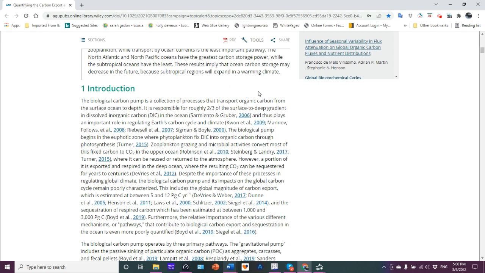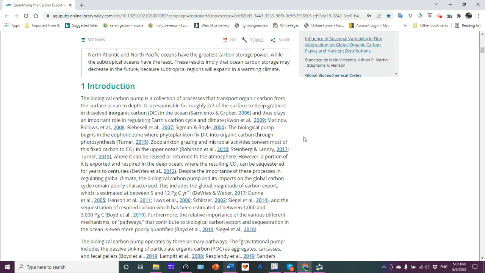Okay. The biological carbon pump is a collection of processes that transport organic carbon from the surface ocean to depth. It is responsible for approximately two-thirds of the surface to deep gradient in dissolved inorganic carbon, usually abbreviated DIC, in the ocean. And they list a bunch of references here, and thus plays an important role in regulating Earth's carbon cycle and climate, followed by a whole bunch of other references there.